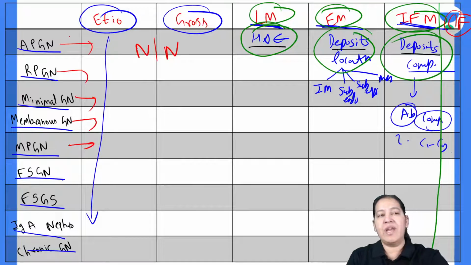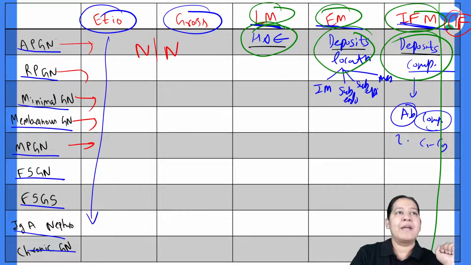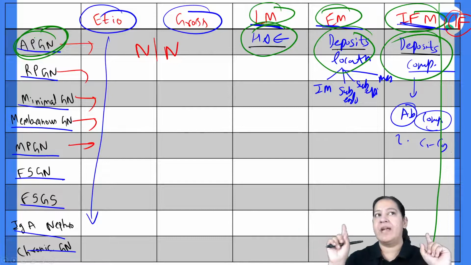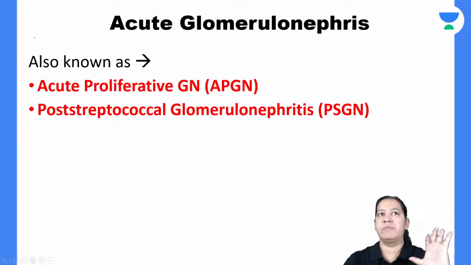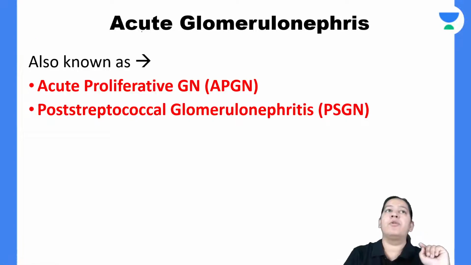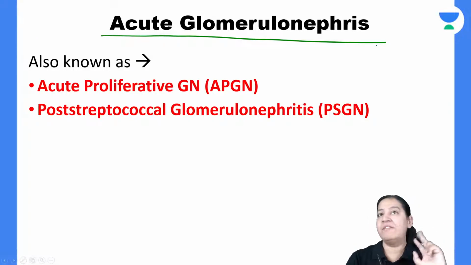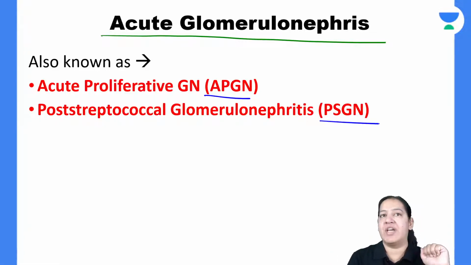I'm going to teach you 9 glomerulonephritis one by one. Let me start with the first one, APGN. I request all the students to please fill this column, that is APGN or PSGN column, with me. So let me start with the first glomerulonephritis out of 9, that is acute glomerulonephritis. There are 2 names given to this glomerulonephritis. What are the 2 names? It is known as APGN and PSGN. What do you mean by APGN? Acute proliferative glomerulonephritis or post-streptococcal glomerulonephritis.